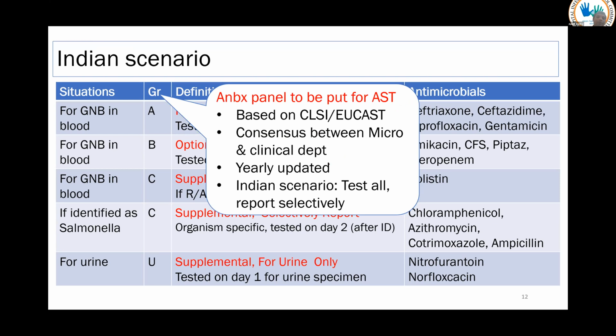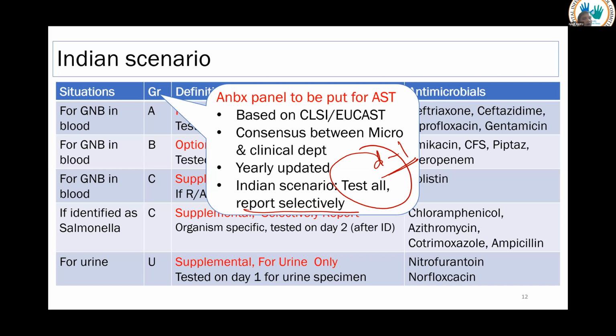And of course, the antibiotic panel has to be updated yearly without fail. And as I told you earlier, in the Indian scenario, the best approach is to test all on day one and report selectively. This will fit best in our scenario. And I'll tell you one more reason why you should test all on day one.